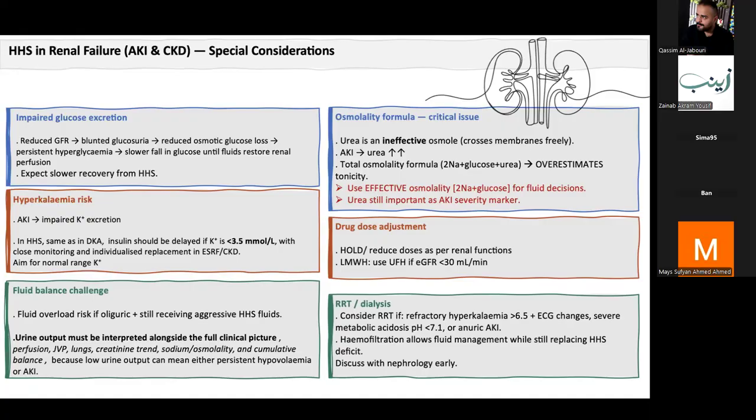And urea just adds a small additional number to the formula, especially in CKD patients. So if someone is known to have CKD or renal failure, no, I wouldn't include it. I will calculate the effective osmolality by excluding the urea.